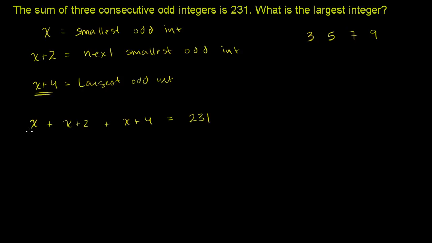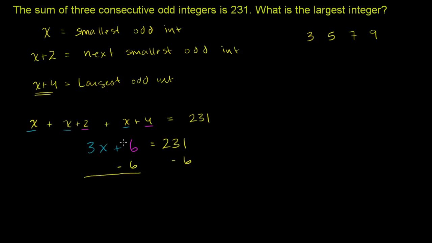So let's add our x terms. We have 1x, 2x, 3x's. So we get 3x plus, and then what are our constants? We have a 2 and we have a 4. So 3x plus 6 is equal to 231. Now, let's get rid of the 6 from the left-hand side of the equation. Best way to do that is to subtract 6 from both sides.